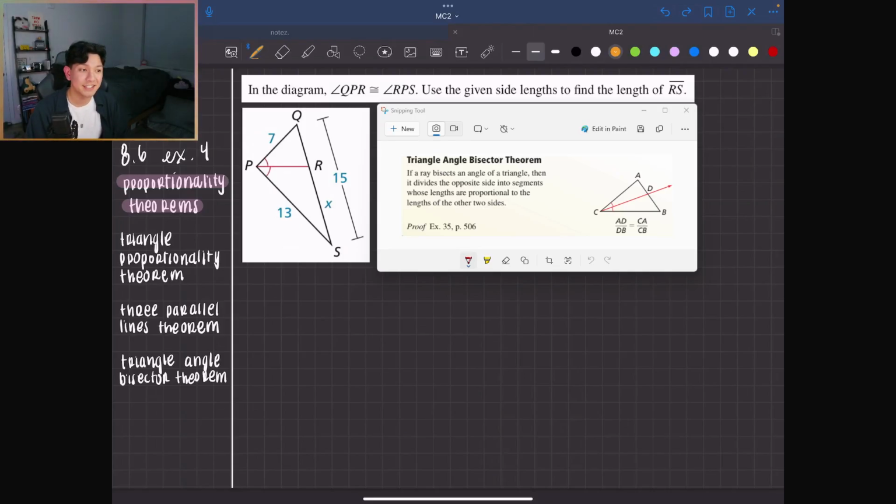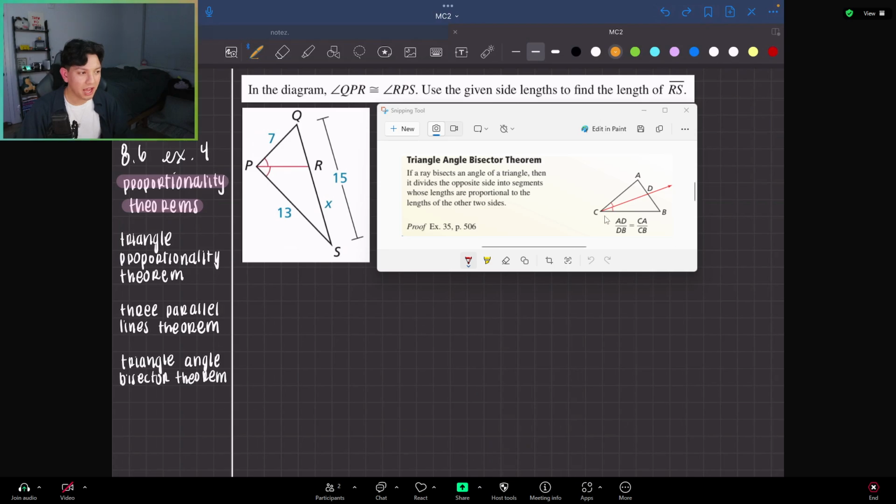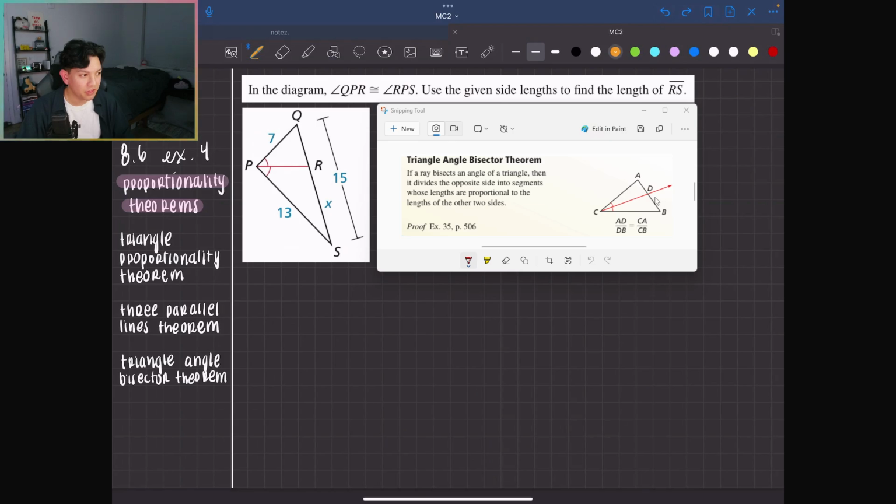All right, in this last example, we're going to be going over the triangle angle bisector theorem. What this theorem basically states is, if a ray bisects an angle of a triangle, then it divides the opposite side into segments whose lengths are proportional to the lengths of the other two sides. Basically saying, if we have something that is bisecting a triangle, this side length over this side length, so AD over DB, will be proportional to CA over CB.